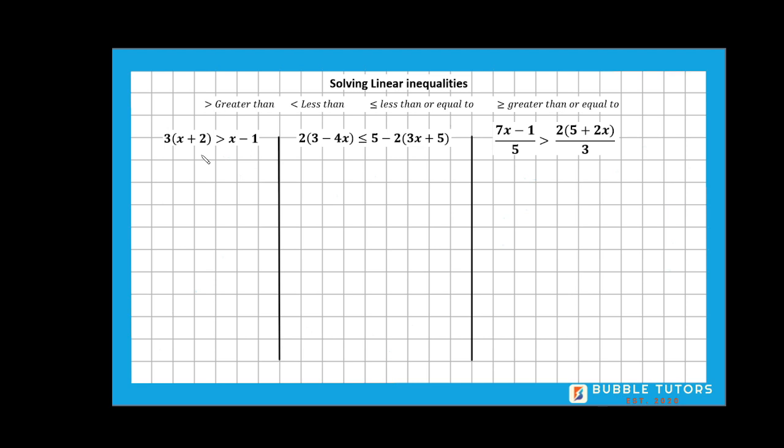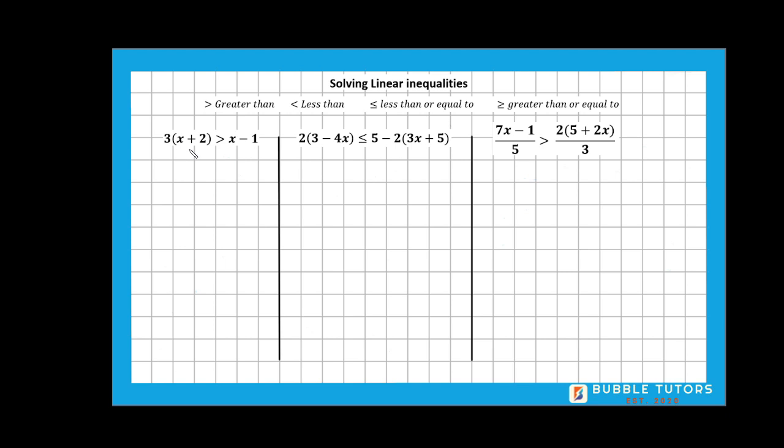Solving linear inequalities is very similar to solving linear equations. However, the only difference is that rather than having an equal sign, we have an inequality sign. These inequality signs can be greater than, less than or equal to, and greater than or equal to inequality signs. And we would solve these problems similar to how we would solve linear equations. So we'd put the x terms on one side and everything else on the other side. So let's solve these three problems and show you how we would calculate linear inequalities.